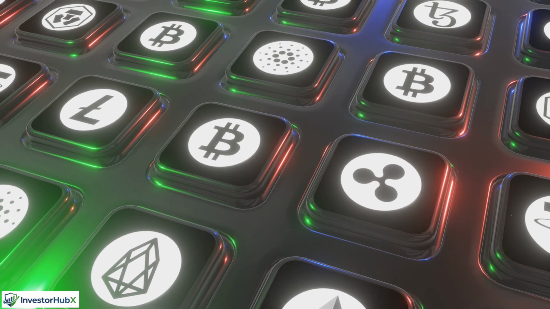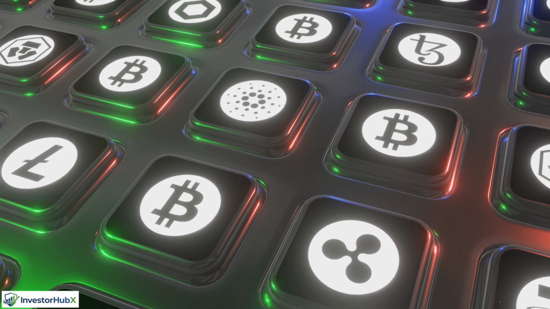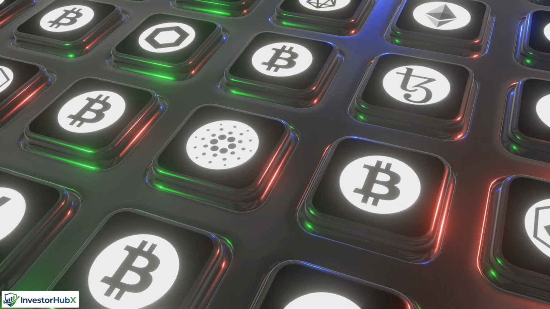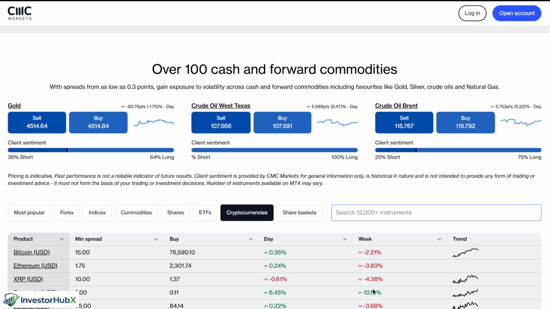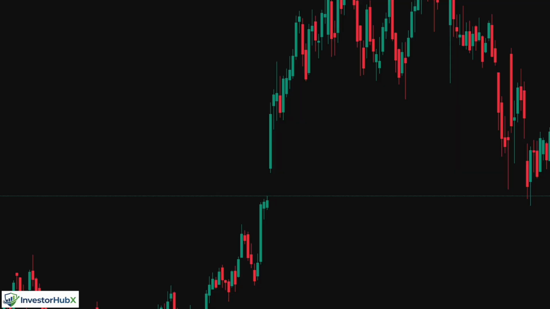Now in crypto, the market trades 24/7. So gaps don't usually appear on the spot chart. But when you look at CME futures, which close over the weekend, you'll still see gaps form. And that gives us insight into how different markets process information.